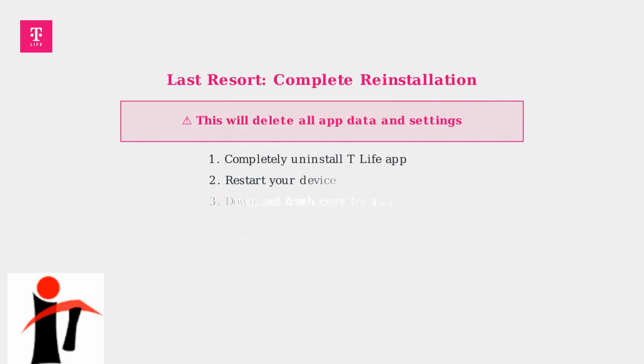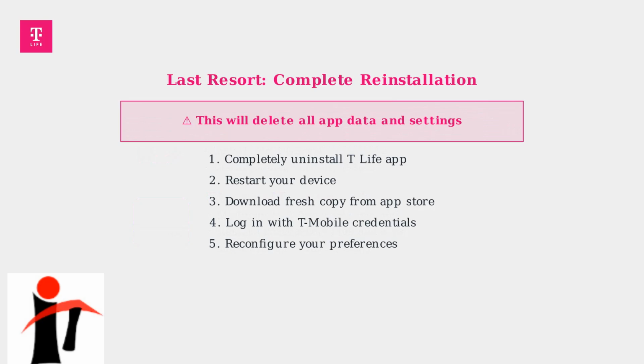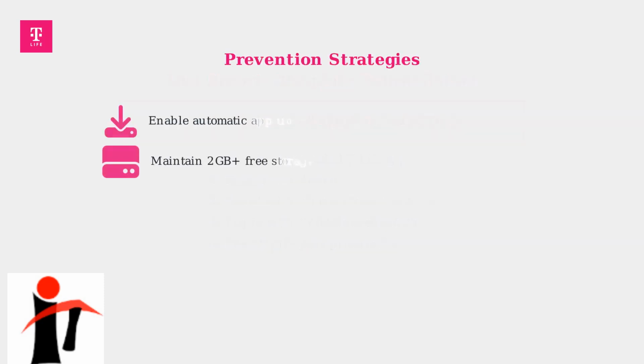If all else fails, completely uninstall and reinstall the T-Life app. This nuclear option removes all app data and gives you a fresh start. Uninstall the app, restart your device, then download a clean copy from your device's official app store and log in with your T-Mobile credentials. Prevention is always better than troubleshooting.